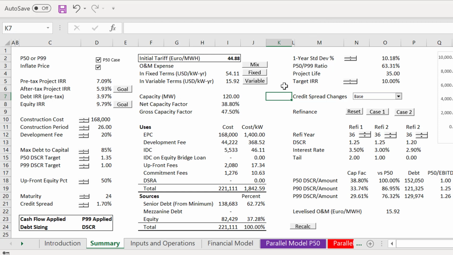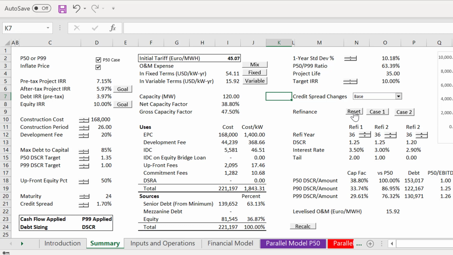Now, why don't we run the goal seek macro again? Doesn't really matter because it's close to 10% anyway. I'm just showing you. Now, if I put refinancing in here, this is a whole new business. And when I put refinancing in, what I'm going to do is right now the refinancing occurs after the project life. Do you see the project life's 36?